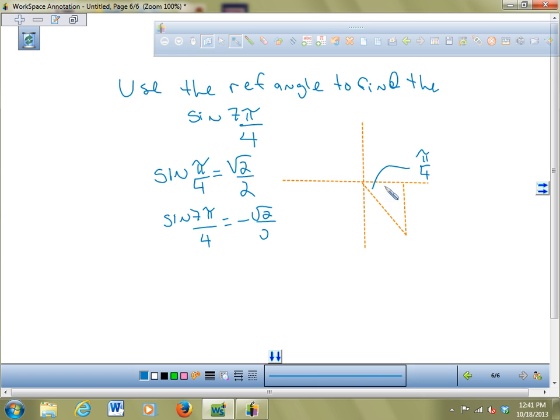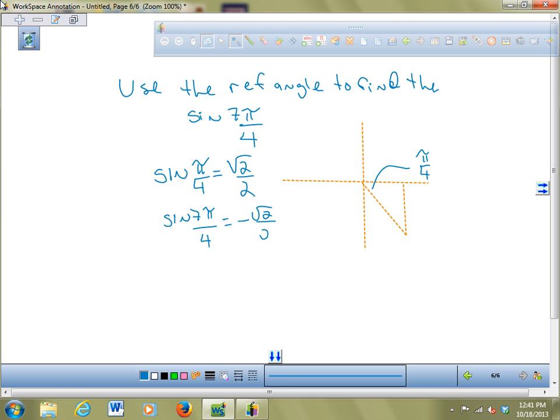Because the reference angle doesn't take into account which quadrant you're in, okay? But then you have to think about which quadrant this bigger angle is in. And it's just kind of a way to think about things, okay? So that's that. Should we do another one? I want to move on.